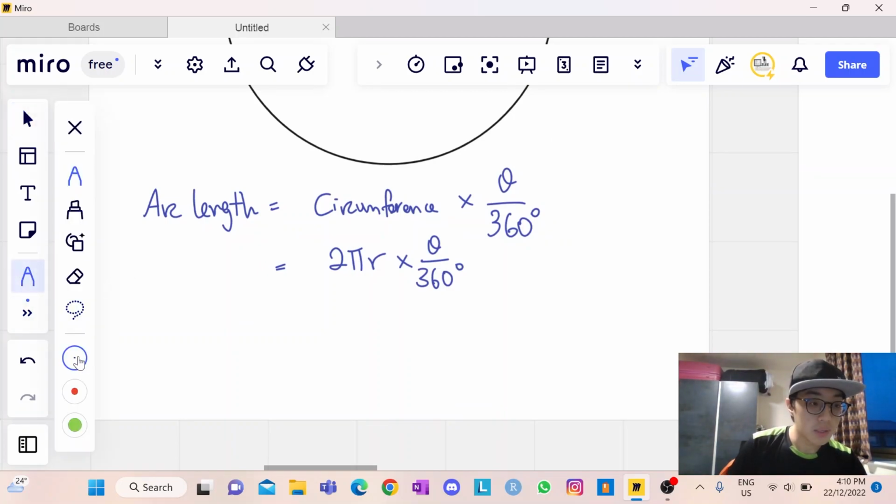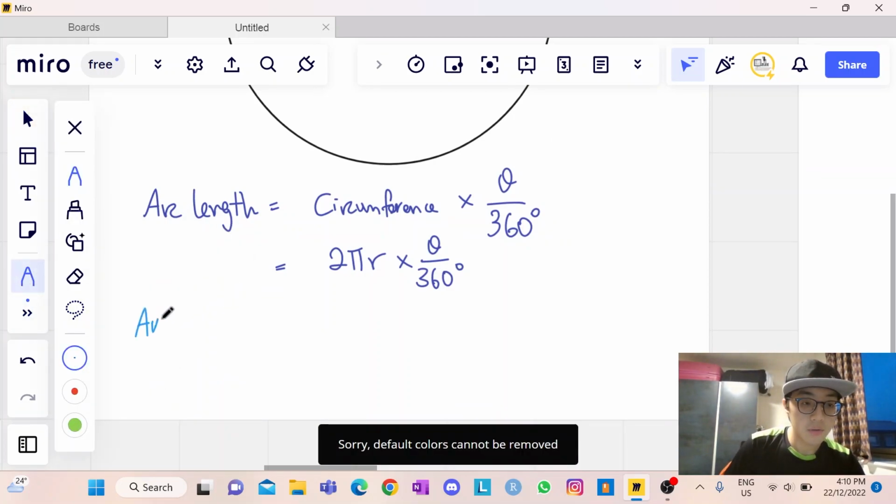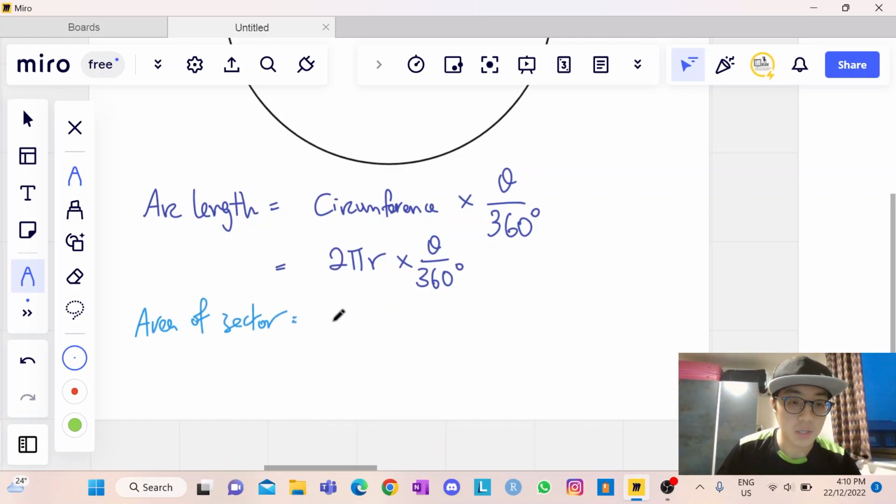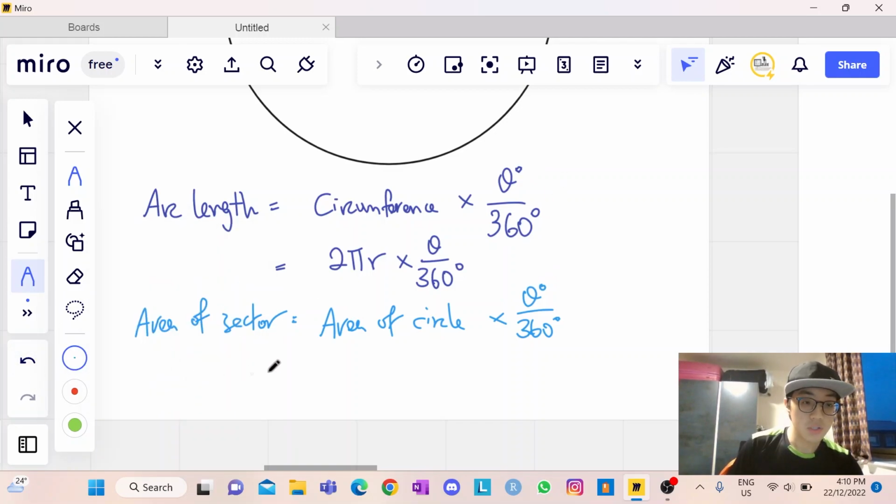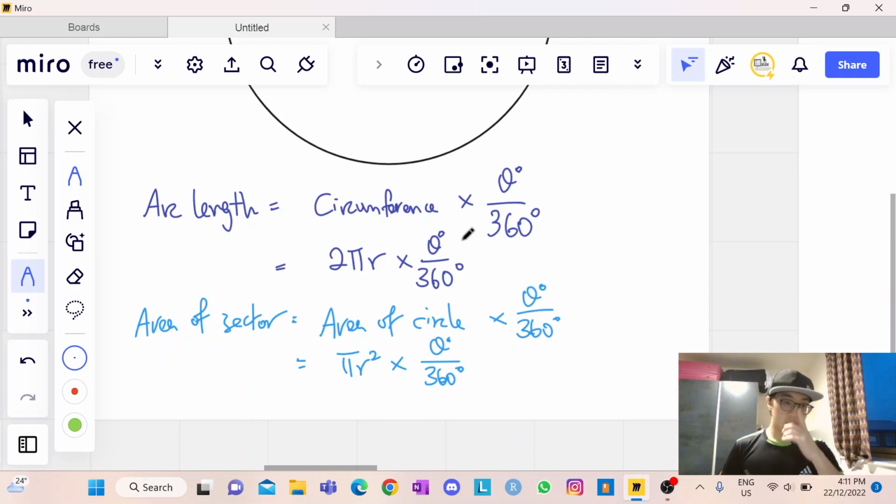Number 2, we have the area of sector. It's the same concept as the one above, because you can find it from the area of circle multiplied by theta over 360 degrees, with theta in terms of degrees. It's just that easy. So it's equal to pi r squared multiplied by theta over 360 degrees. There's nothing to actually memorize in this.